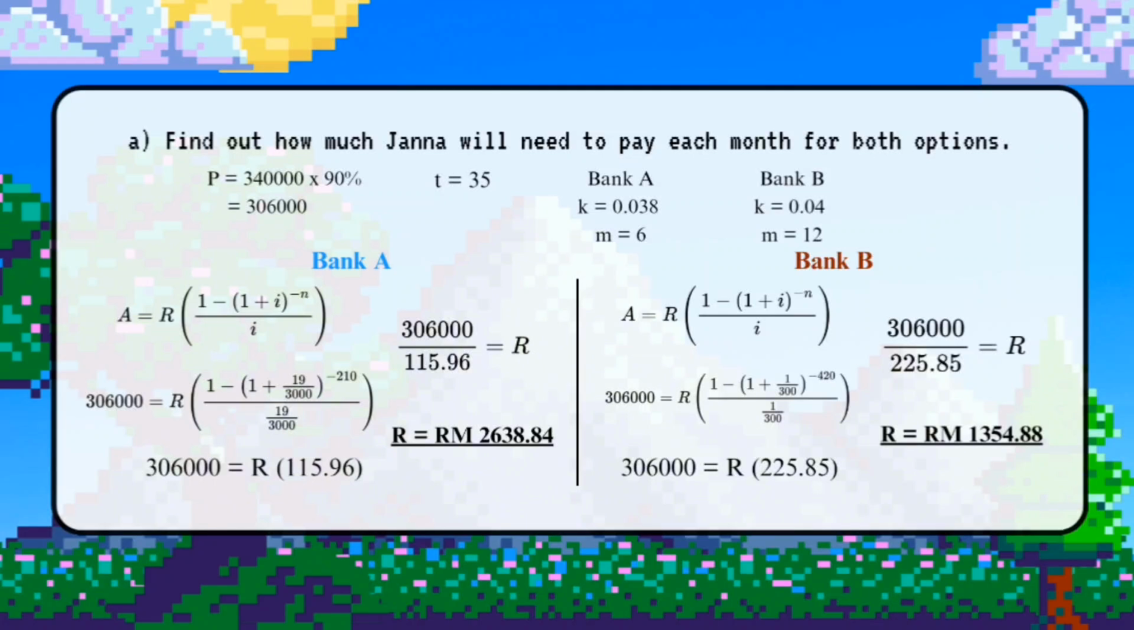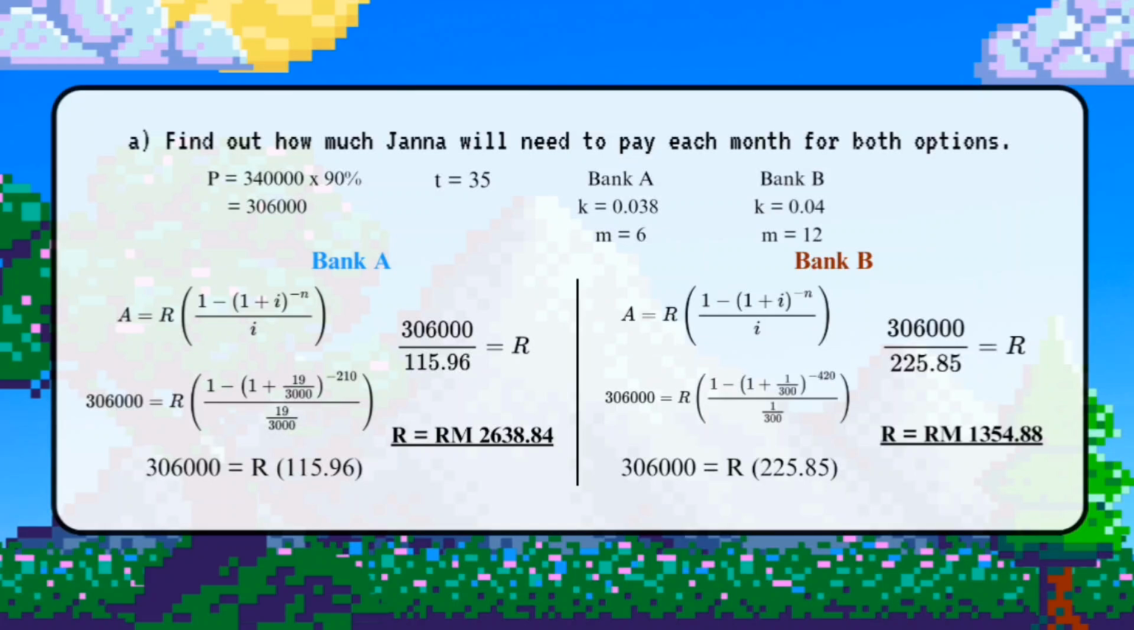For bank A, you can use the present value formula. 306,000 ringgit equals R opening bracket 1 minus opening bracket 1 plus 19 divided by 3,000 closing bracket to the power of negative 210 divided by 19 divided by 3,000 and then closing bracket. And then you will get 115.96, and then make R the subject and it will become 306,000 ringgit divided by 115.96 equals RM 2,638 ringgit 0.84 cent.